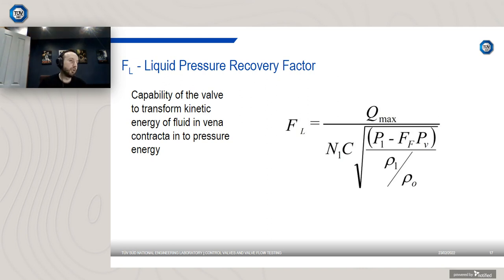It can be calculated using this formula, which is based on choked conditions within the valve. So Qmax is the choke flow rate, C is the flow coefficient, P1 is the inlet pressure, PV is the vapour pressure, and the other terms are either unit conversions or fluid-specific properties.